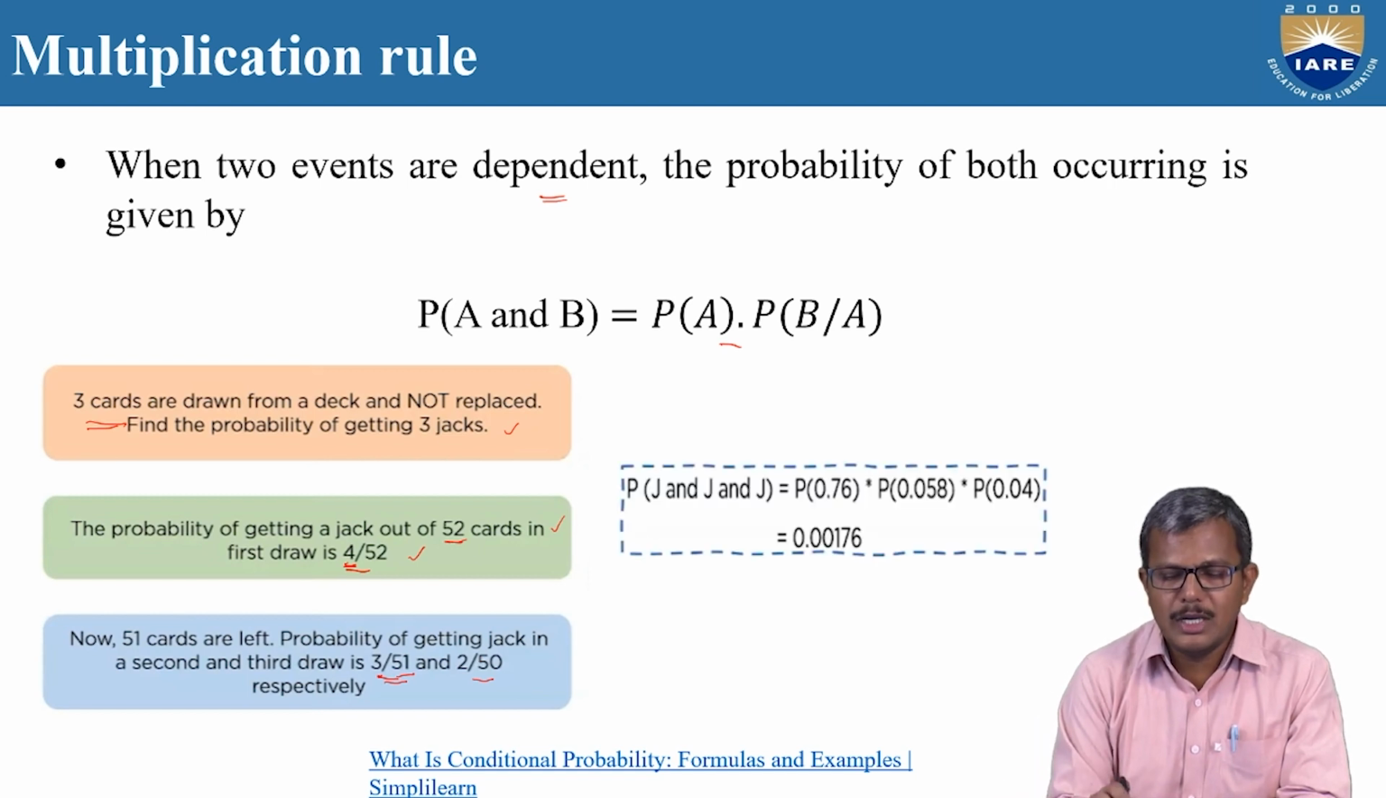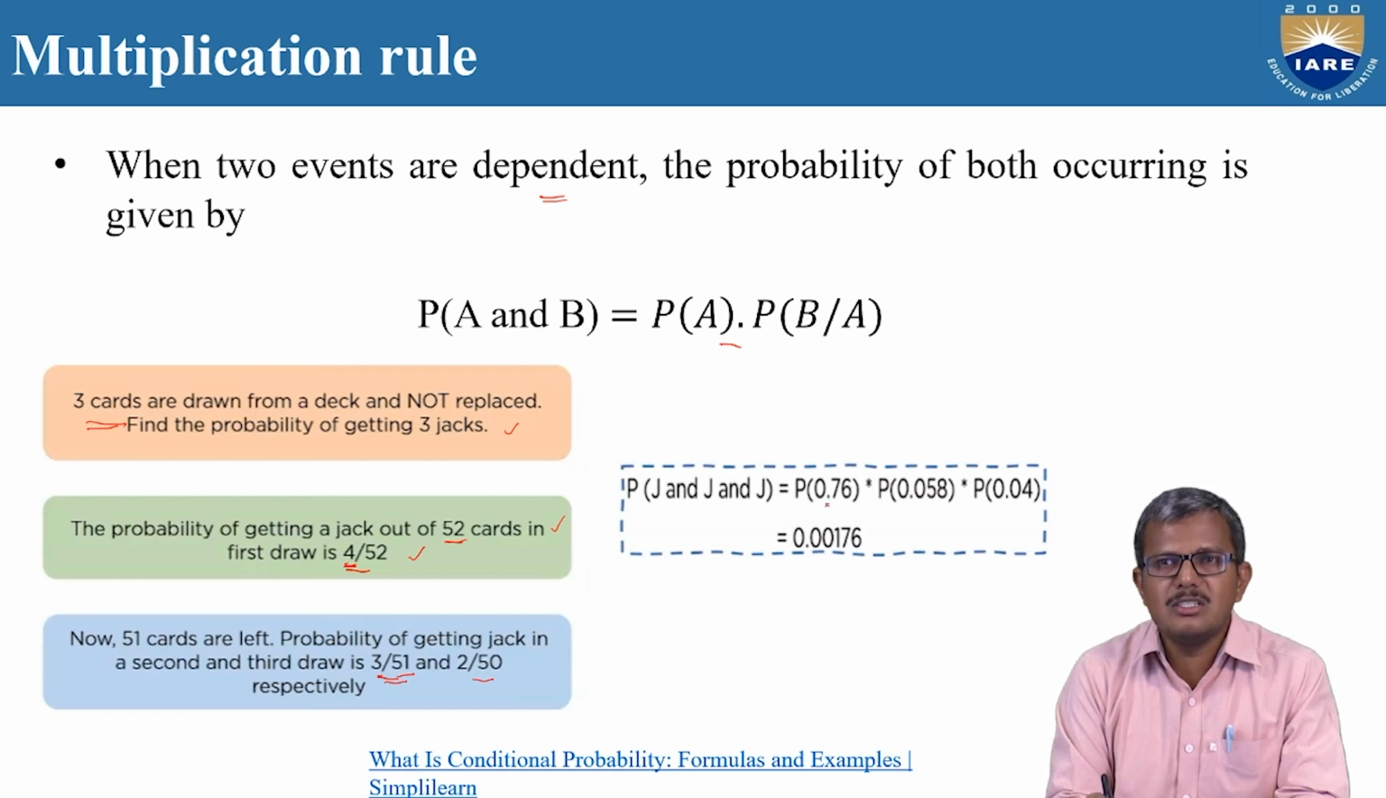So you try to discuss this one with the values. So probability of getting a jack and jack and jack. So in the initial state it will be 0.076. Why? Because there are 52 cards. In that 52 cards, 4 jacks are there.